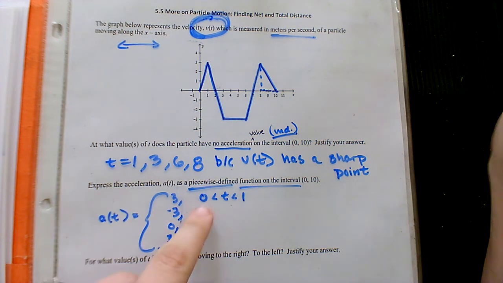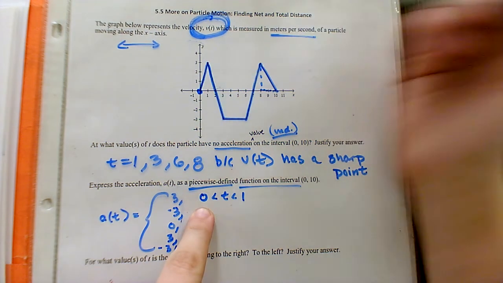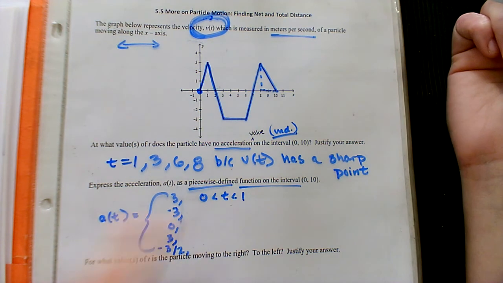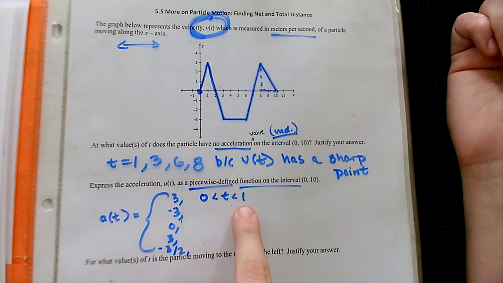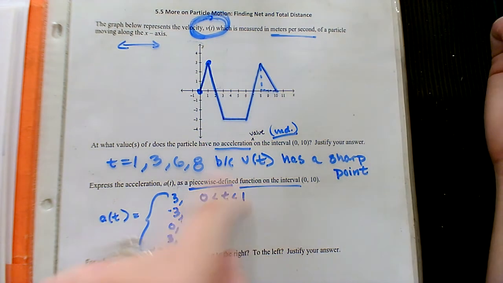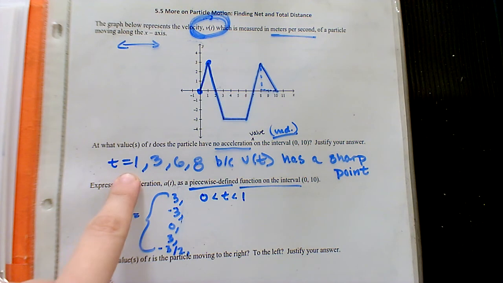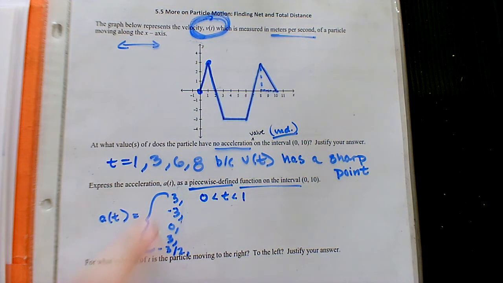Do we have acceleration at 0? Do we have a slope at an endpoint? No. So no bar. Do we have an acceleration at 1? No. Sharp point, right? That's what we said in the previous question. So no bars for those.